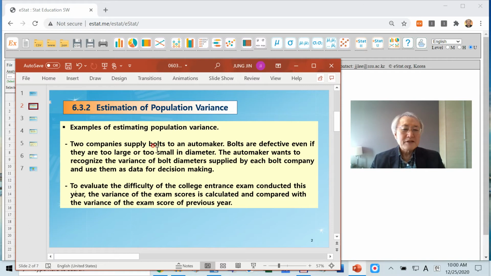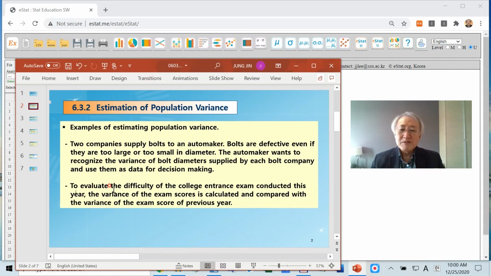Two companies supply bolts to an automaker. Bolts are defective if they are too large or too small in diameter. The automaker wants to recognize the variance of bolt diameter supplied by each bolt company, and use it as data for decision making. You know why we are studying variance? This is one example. Variance is closely related to the quality of a certain product, in this case, some bolt.